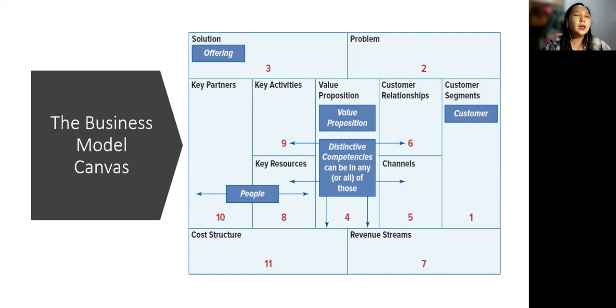The third one is the solution. Okay, so here is what your offering goes. How you plan to handle the problem-solving pains or create gains for your customers. Ayan, so meron kang customer, ano ang problem nila, what is the solution? So the solution is actually offering the product or service that you will be introducing to the market to solve their problem. Okay. Fourth is value proposition.